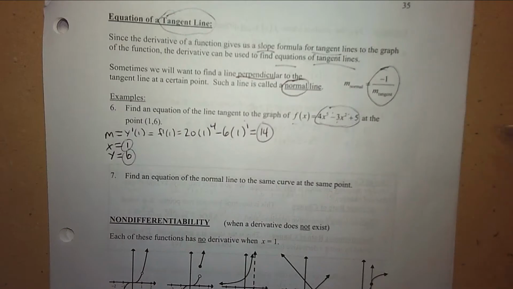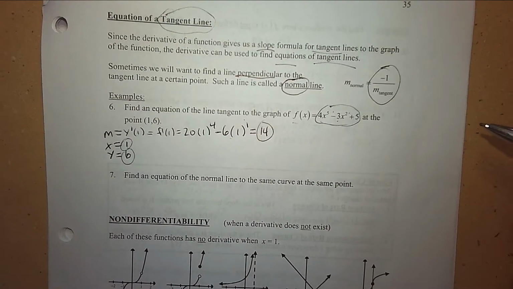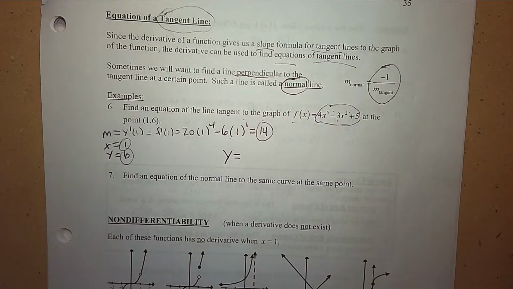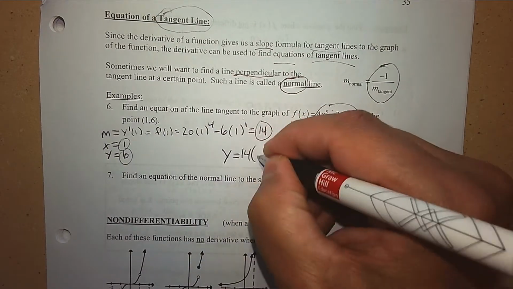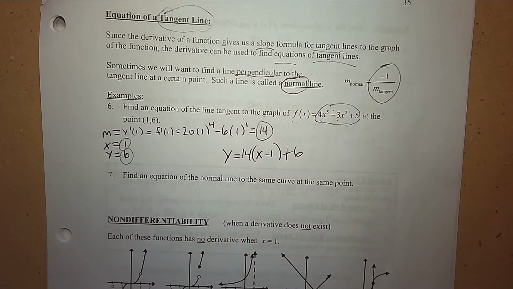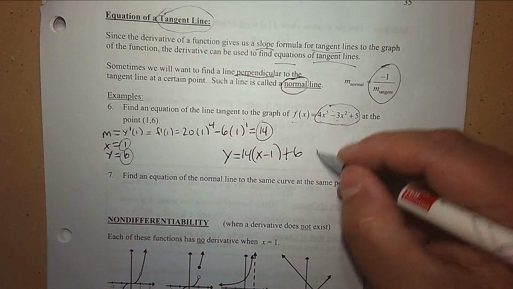So what's an equation using those numbers? Y equals, what should I write down? 14 times x minus 1 plus 6. That's point-slope form. Done. No more needed.